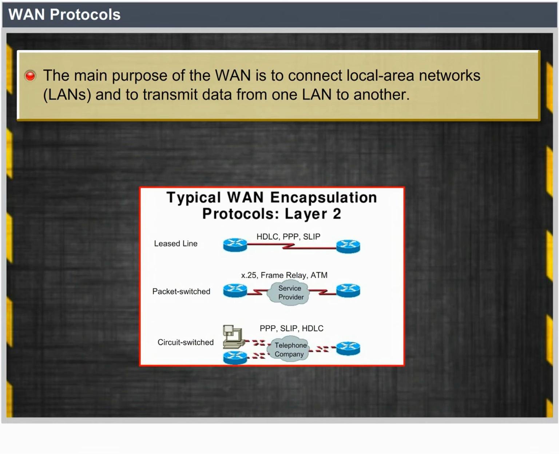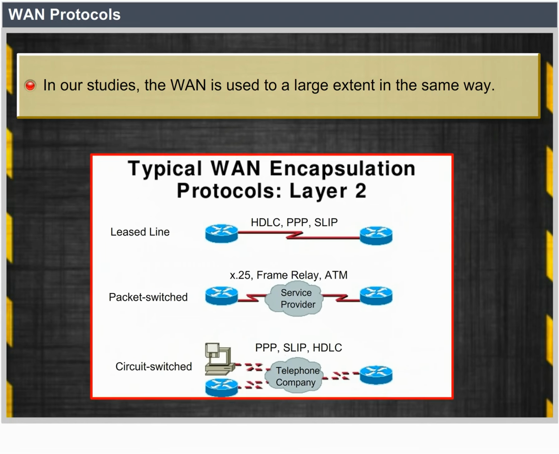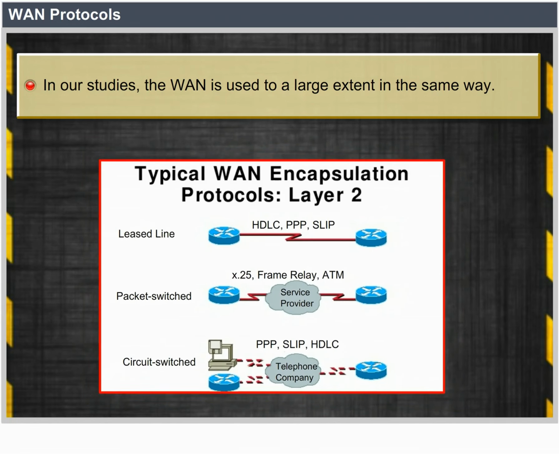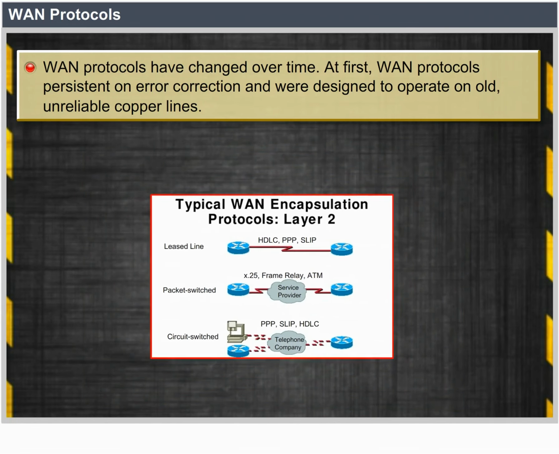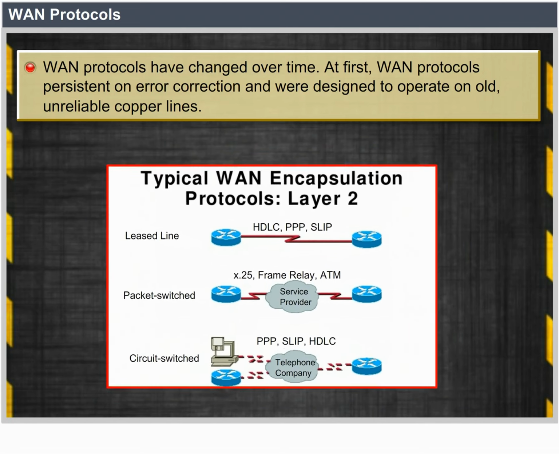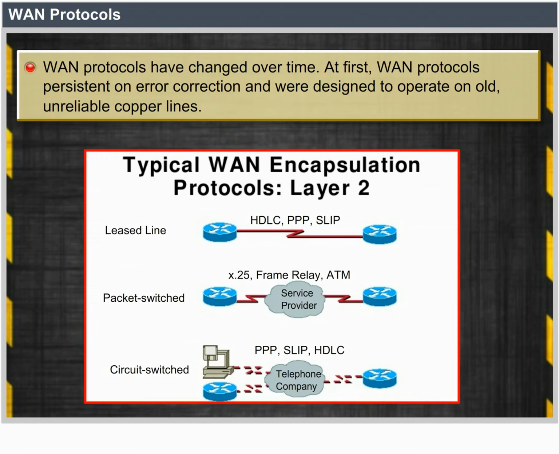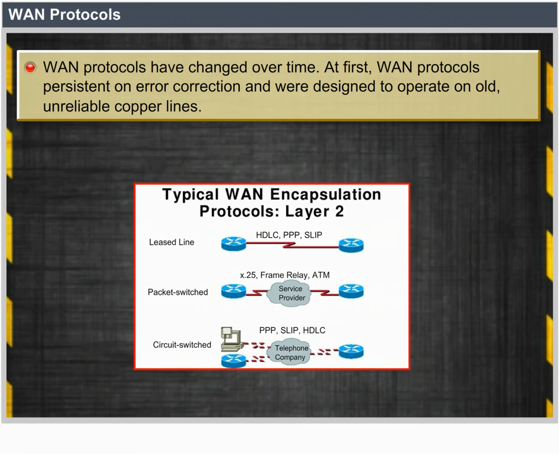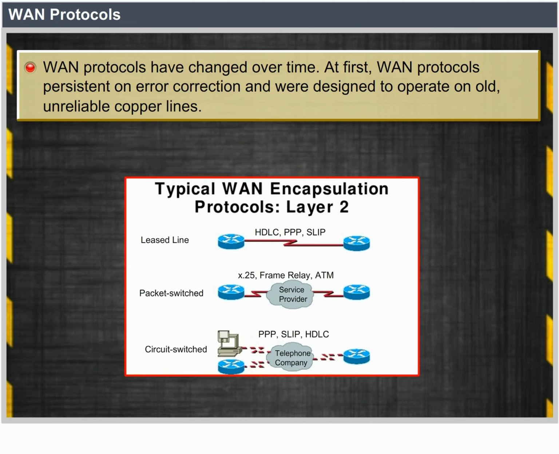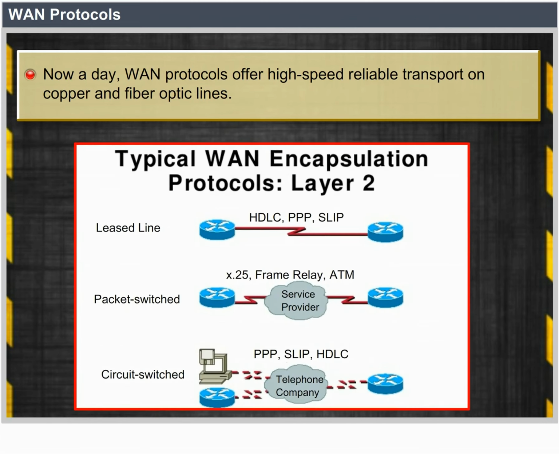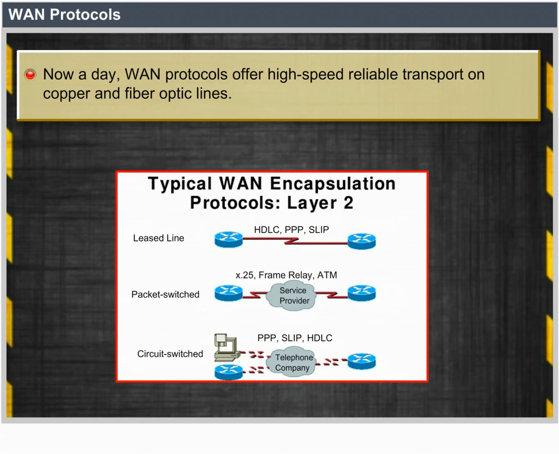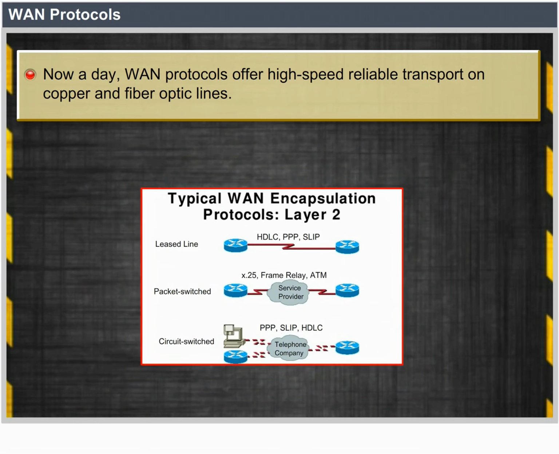WAN protocols have changed over time. At first, WAN protocols focused on error correction and were designed to operate on old, unreliable copper lines. WAN protocols today offer high-speed reliable transport on copper and fiber optic lines. Despite the vast evolution of the WAN, it still proves to be the slowest and most expensive part of any modern internetwork.